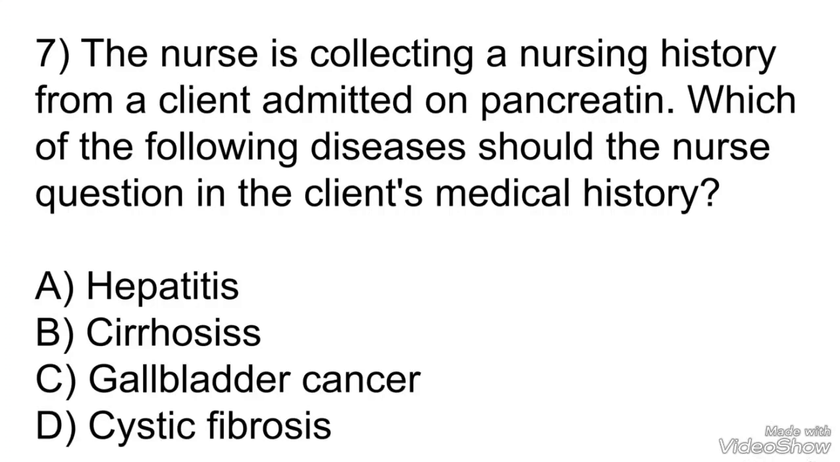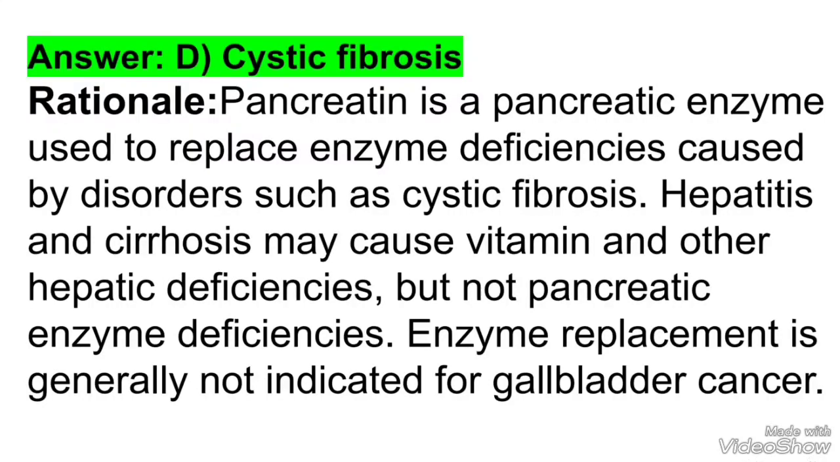7. The nurse is collecting a nursing history from a client admitted on pancreatin. Which of the following diseases should the nurse question in the client's medical history? A. Hepatitis B. Cirrhosis C. Gallbladder cancer D. Cystic fibrosis. Answer. D. Cystic fibrosis. Rationale. Pancreatin is a pancreatic enzyme used to replace enzyme deficiencies caused by disorders such as cystic fibrosis.